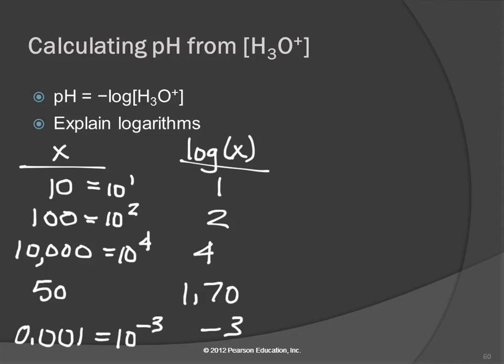So that's what a logarithm is doing. So let's look at some other numbers. Let's try 2.8 times 10 to the minus 4. So put in 2.8 times 10 to the minus 4 and press the log button. And I'm getting minus 3.55. So here's x and here's log of x.